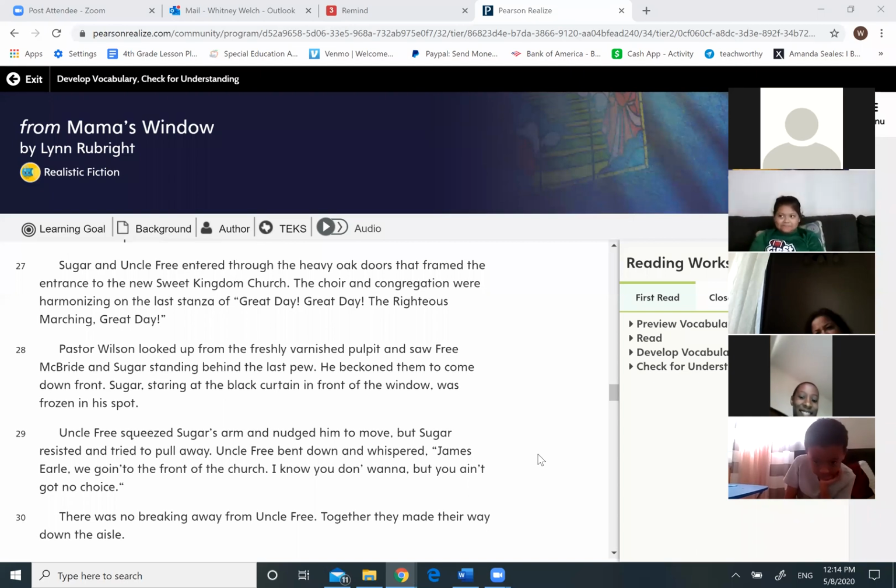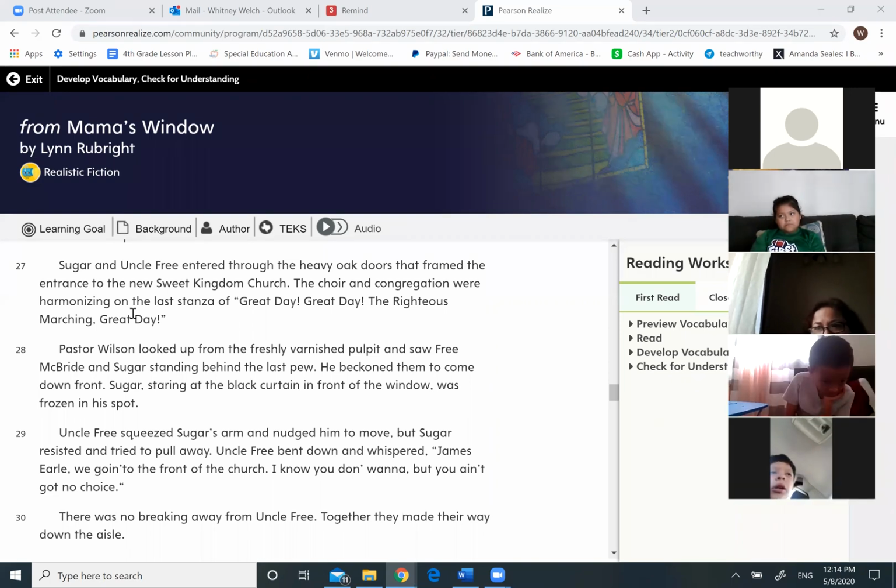Sugar and Uncle Free entered through the heavy oak doors that framed the entrance to the new Sweet Tea Church. The choir and congregation were harmonizing on the last stanza of "Great Day, the Righteous Marching, Great Day." Pastor Wilson looked up from the freshly varnished pulpit and saw Free McBride and Sugar standing behind the last pew. He beckoned them to come down front.